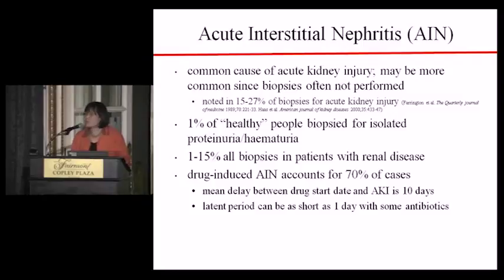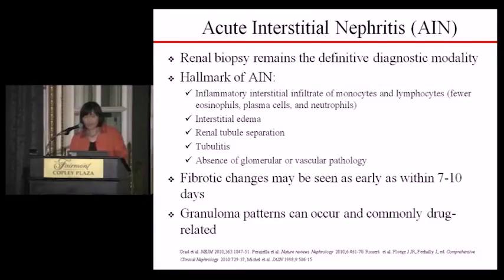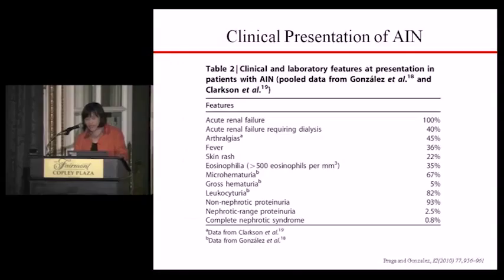Drugs are still the most common cause of AIN. They comprise about 70% of cases. Renal biopsy remains the definitive diagnostic modality. Now, the hallmark of AIN, like I mentioned earlier, I'm not going to repeat here. Remember that fibrotic changes may be seen in AIN as early as 7 to 10 days. And granuloma patterns can also occur in AIN and are more commonly seen in drug-related cases. I'll give you examples later.